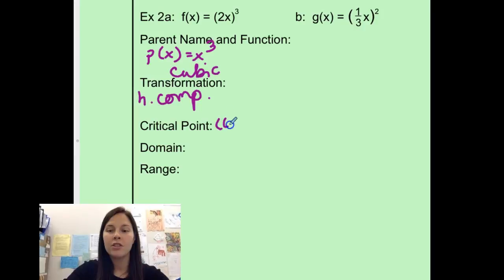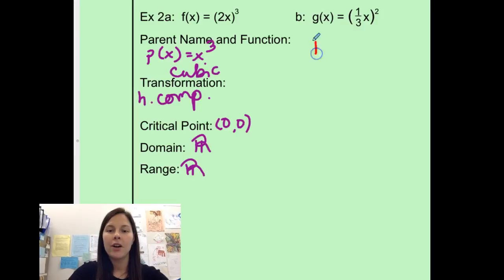Stretches and compressions do not change the critical point, which is 0, 0 for all of our parent functions. It also does not change our domain, which is all real numbers, or the range. For the cubic function, it's really nice because the domain and range are all real numbers. No matter what you do to the function, the domain and range will still be all real numbers.